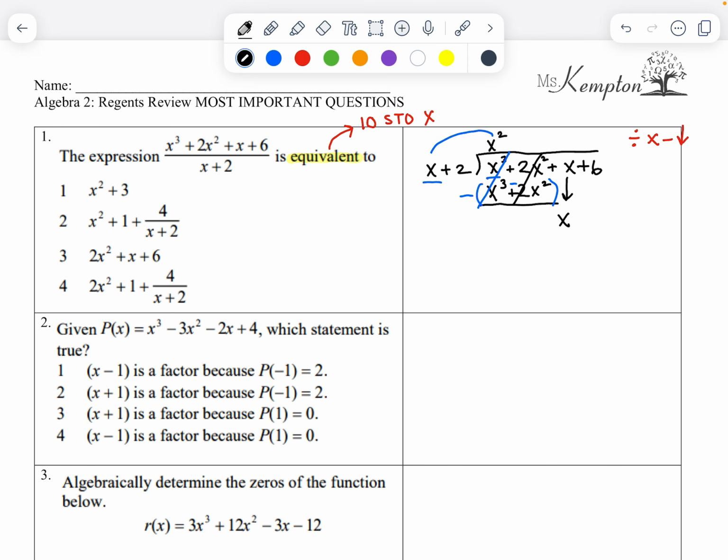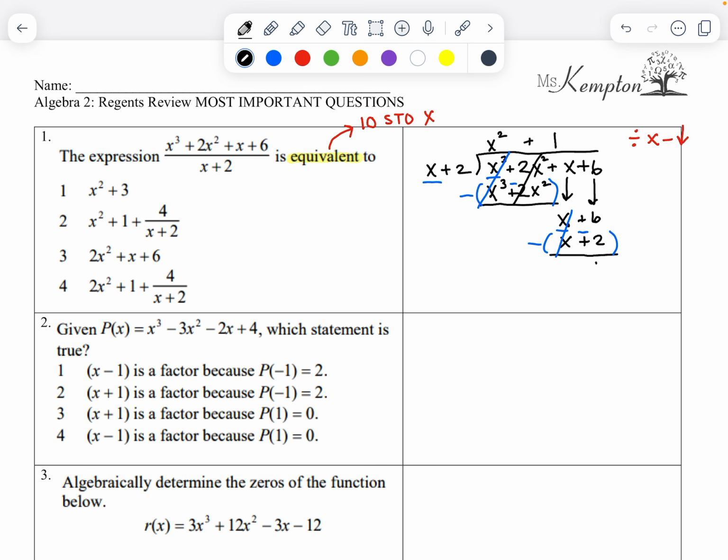When we start over, we're now looking for what times x gives us x. Well, the only thing that gives us x is 1. So 1 times x is x, and then 1 times 2 is 2, and in this particular question we're also going to bring down that 6, and now it's time to subtract. When we subtract, that first term should always cancel out, and then that second one should always change the sign.